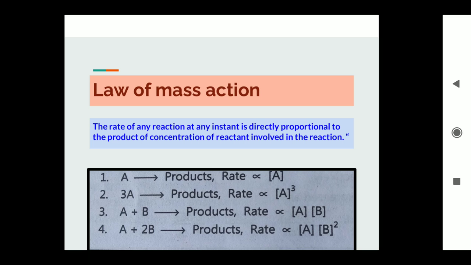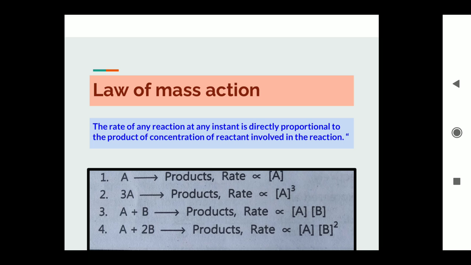See the law of mass action. What is the law of mass action? The statement is: the rate of any reaction at any instant is directly proportional to the product of concentrations of reactants involved in the reaction. In the rate expression, it is directly proportional to the product of concentration of reactants involved in the reaction. We cannot consider the concentration of product. We consider only the concentration of reactants.